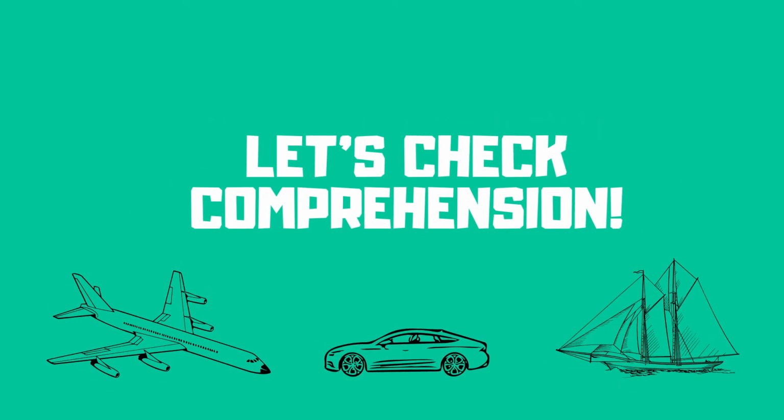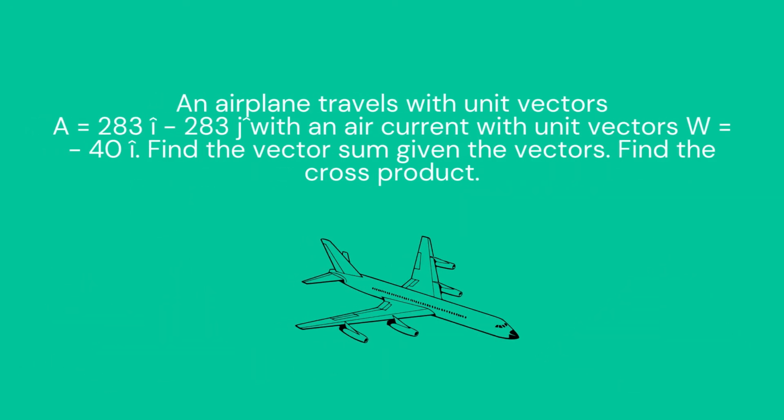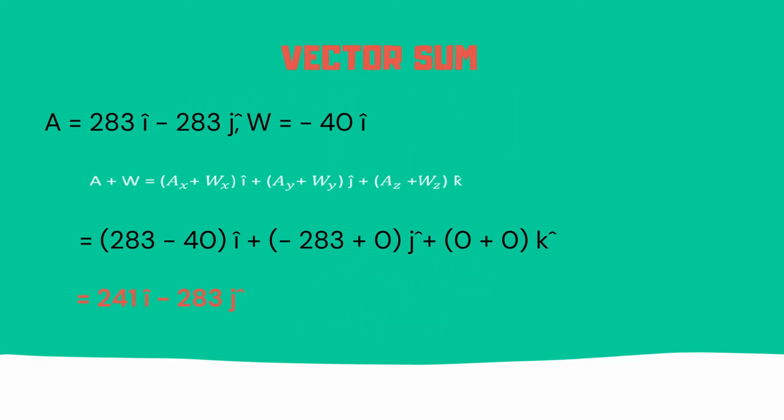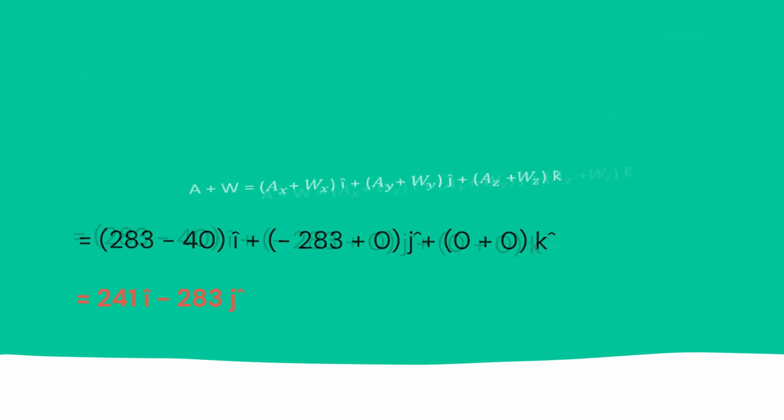Let's check comprehension. An airplane travels with unit vectors A is equal to 283 i hat minus 283 j hat with an air current with unit vectors W is equal to negative 40 i hat. Vector sum is equal to the sum of x components i hat plus the sum of y components j hat plus the sum of z components k hat. Substitute values and we will arrive at 241 i hat minus 283 j hat.